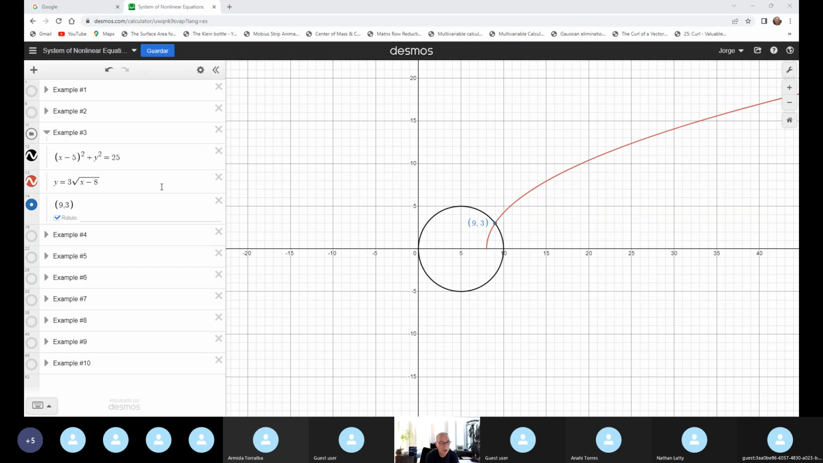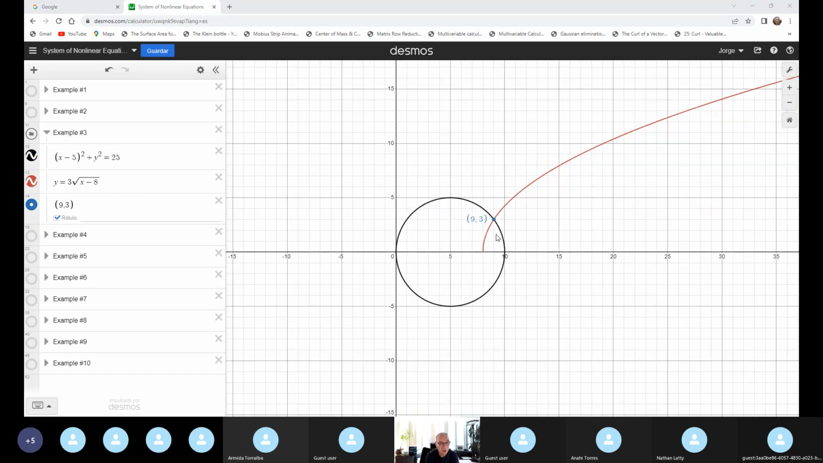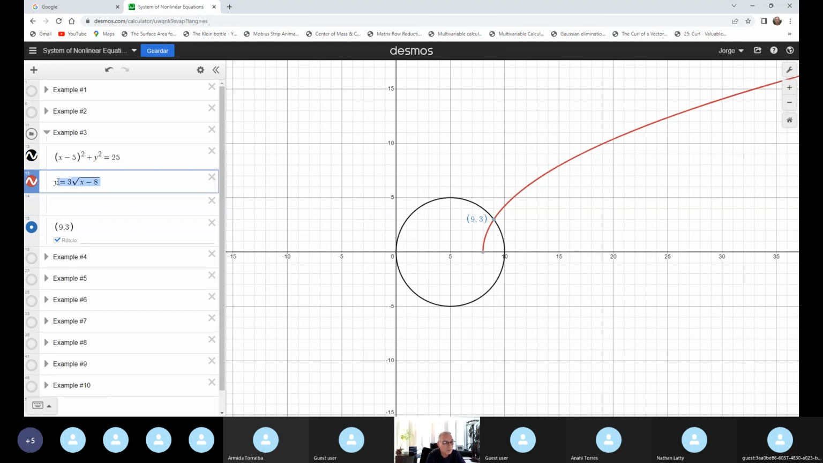Yes. And the second equation is y equals 3 square root of x minus 8. And you see only 1 point. What is the reason that we have only 1 point? Because, look, let me show you. Suppose now, can I copy this equation here? Copy with the opposite sign, negative.